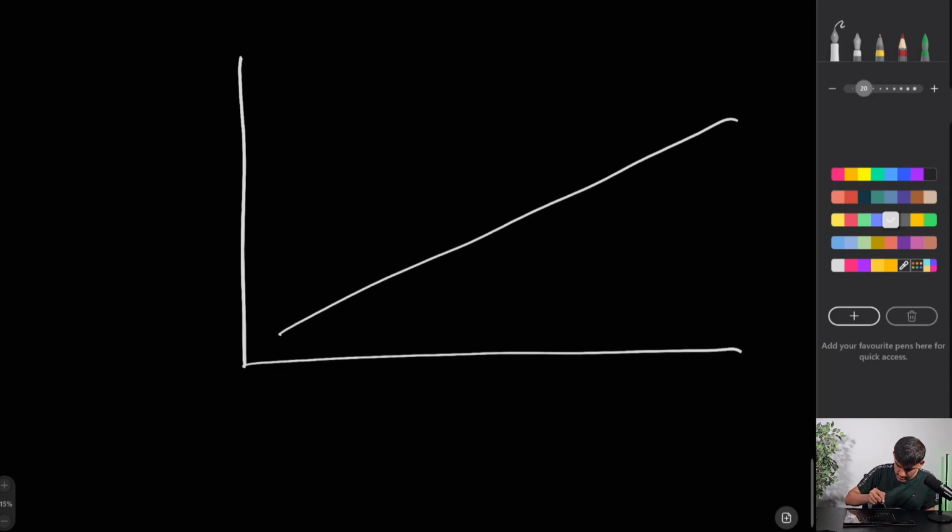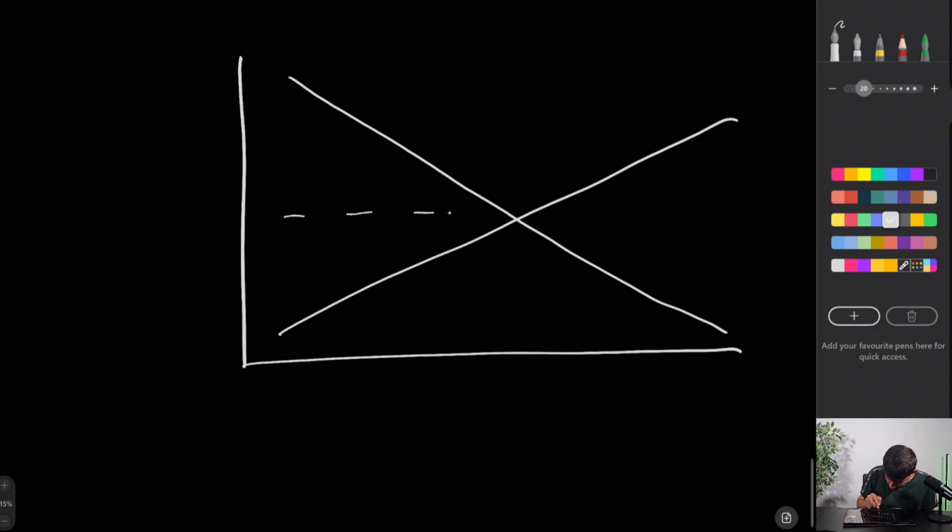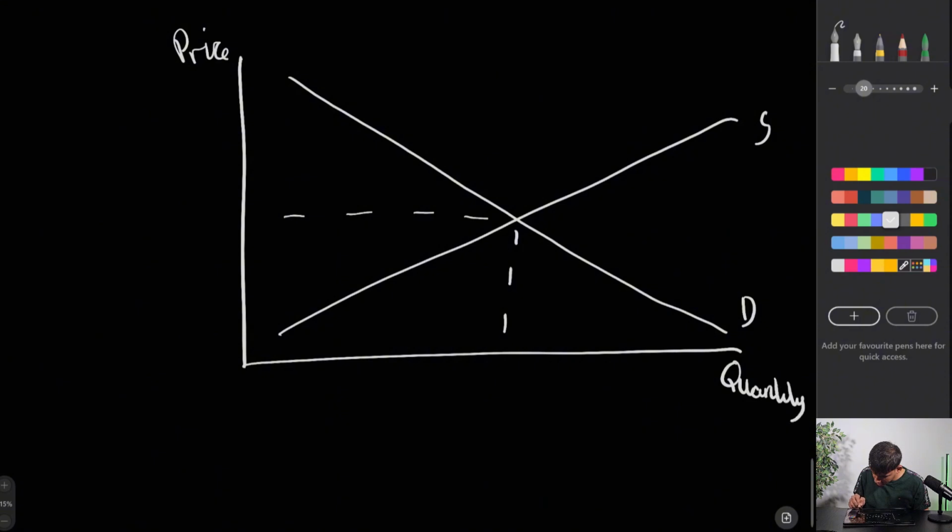So here we have a supply and here we have the demand. So first we're going to do the equilibrium position, the original equilibrium position, and label this as S for supply and this as D for demand. The y-axis is going to be price and the x-axis is going to be quantity. So here, this is Q1 and this is P1.